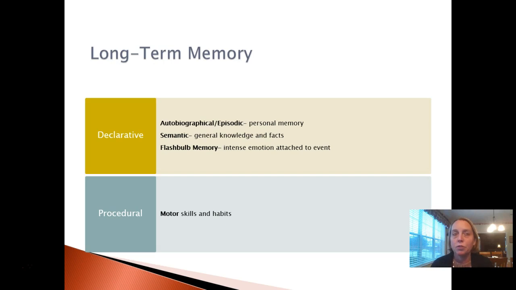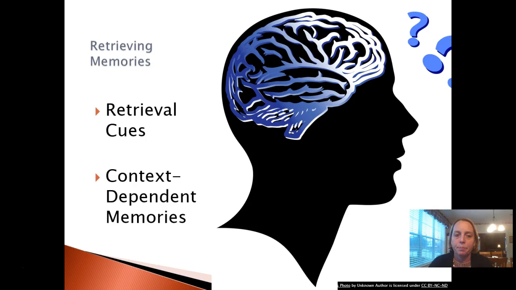And then flashbulb memories are very intense memories. So this is when you usually had some kind of emotional situation. So if you think about 9/11 or very significant events like that, you can almost feel like you're back in that situation as you're recalling the event. And that's called flashbulb memory.